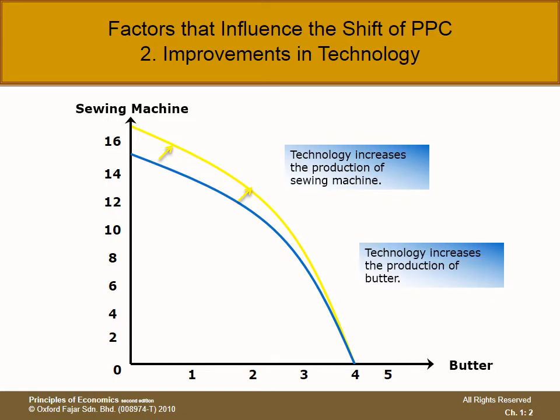But if I say that there is an improvement in technology in producing butter, you have to shift your PPC, and then the number of production for butter will increase. You can see that it will increase from 4 to 5. The number of sewing machines will remain the same, because the improvement in technology in producing butter has increased the number of productions of butter. So that's how factors can influence the shift of our PPC.